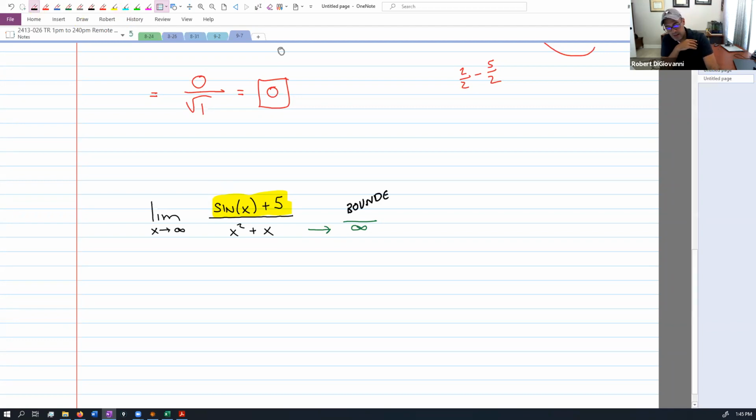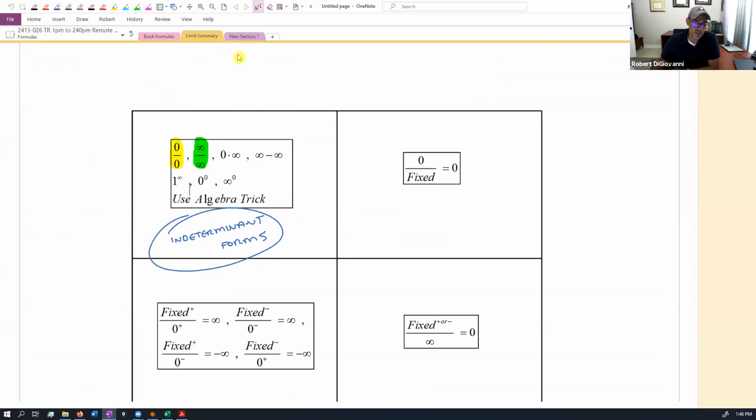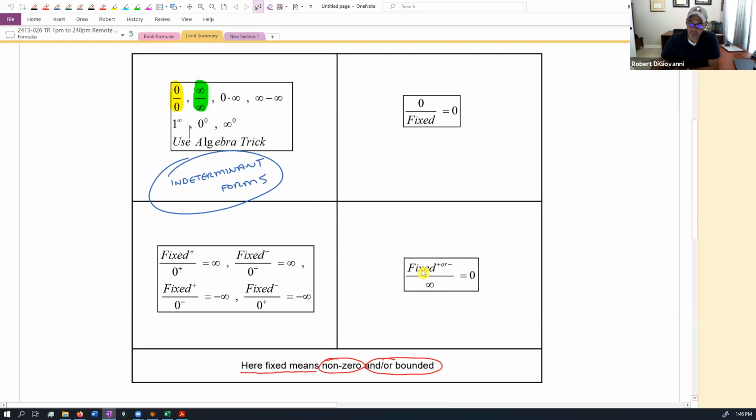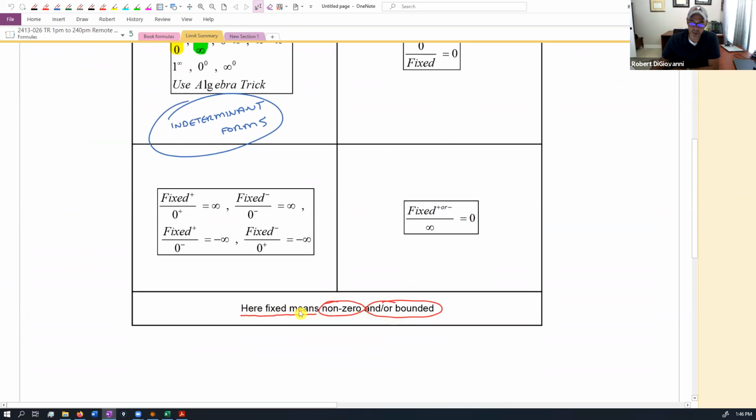And I told you last class that when you see this, what? Bounded over infinity. Where's it going? Isn't that 0? It's 0. Okay, it's 0. And I pointed this out to you in class last time when I showed you the little cheat sheet that I give you all for this class on the formulas, the limit summary. I said fixed plus or minus over infinity goes to 0. And on the bottom, remember I said here fixed means non-zero and or bounded. Okay, so that's what I just used right there.